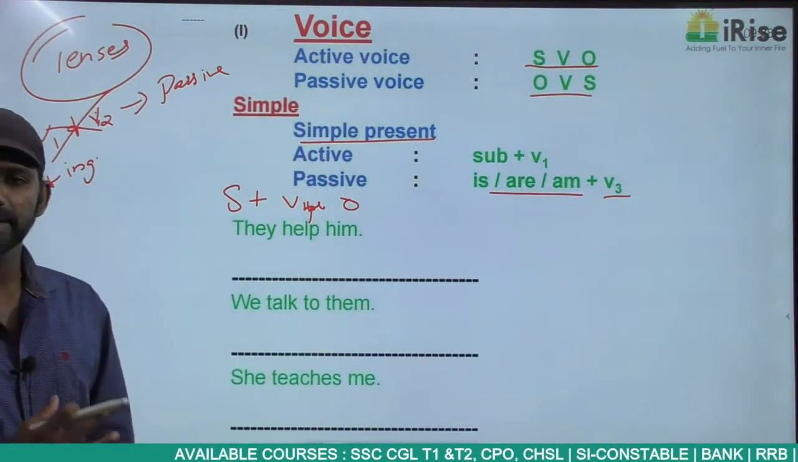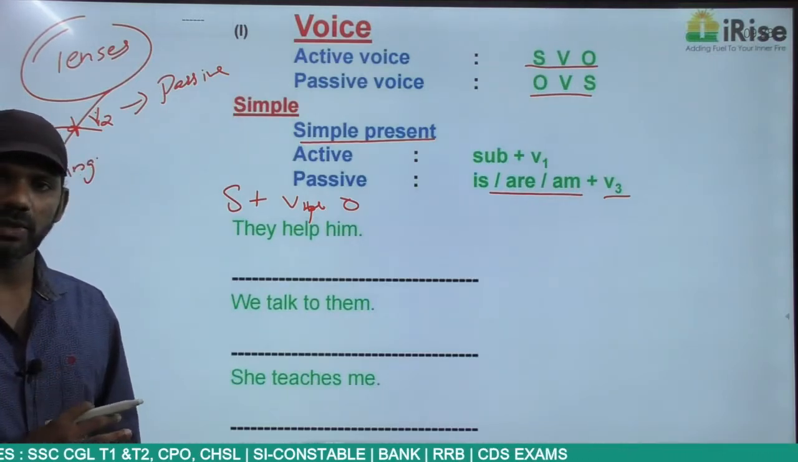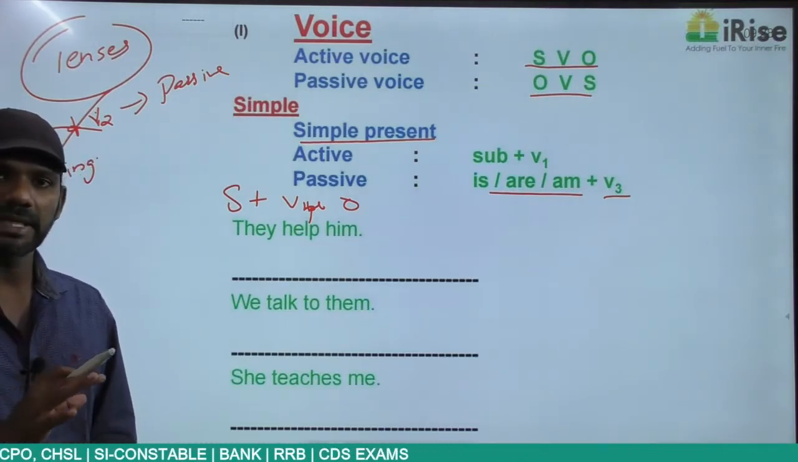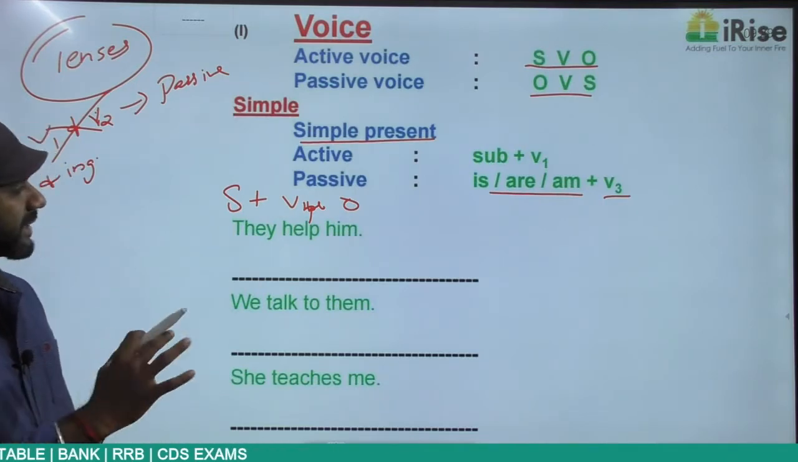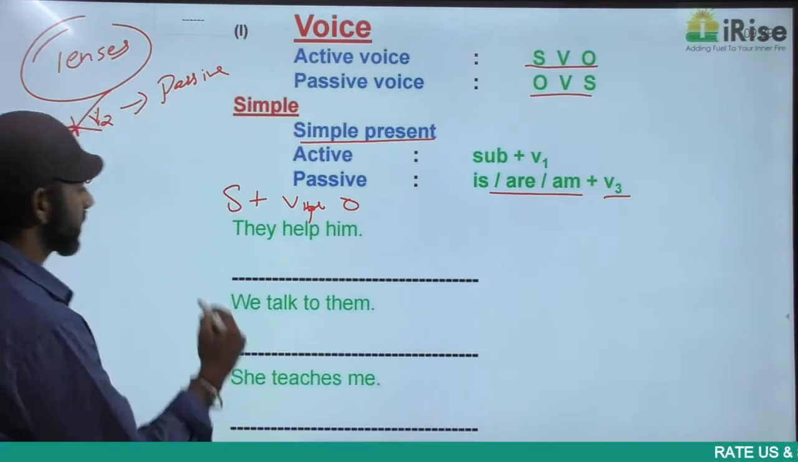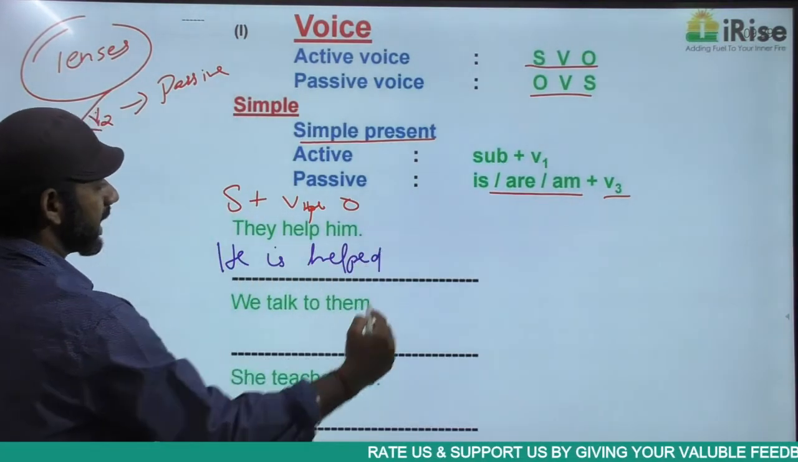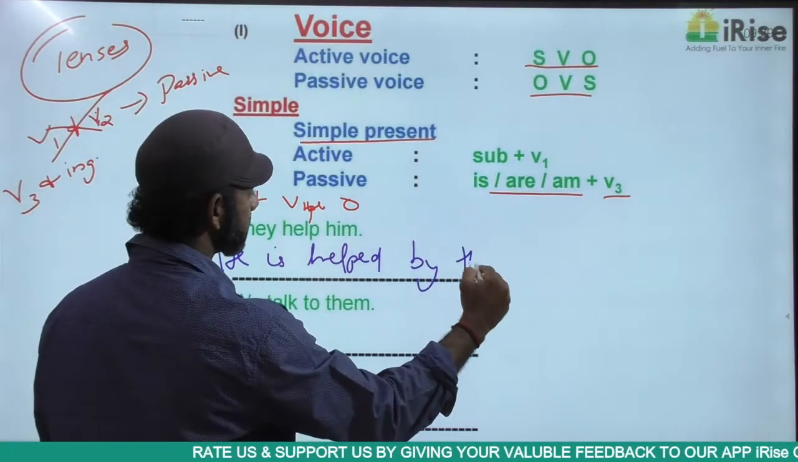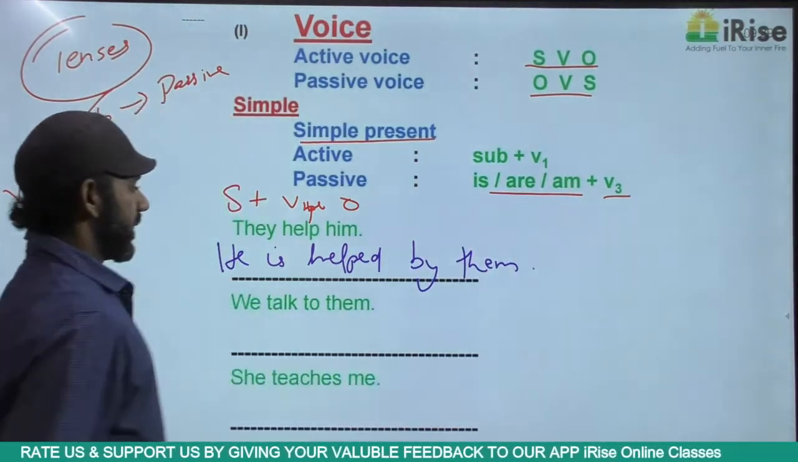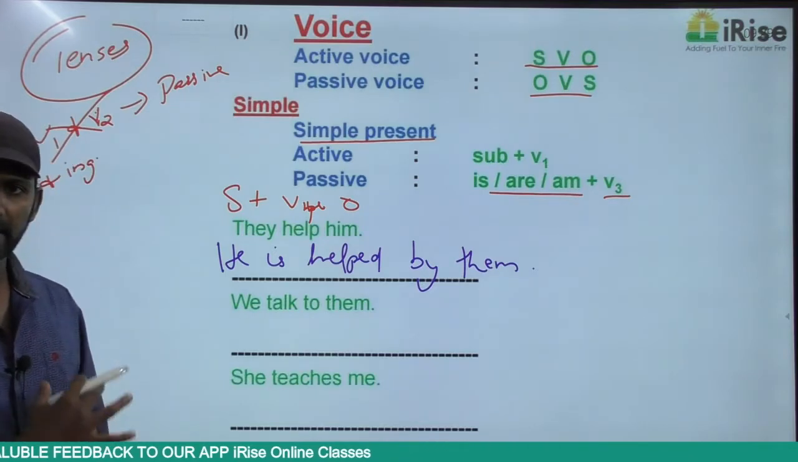They help him is active voice, simple present. So in the passive voice also it must be simple present. The meaning should also remain the same. They help him in the passive voice becomes he is helped by them.